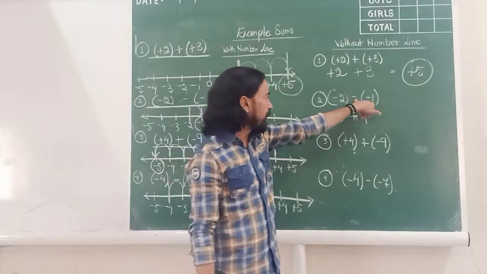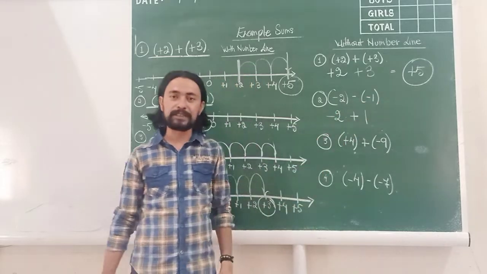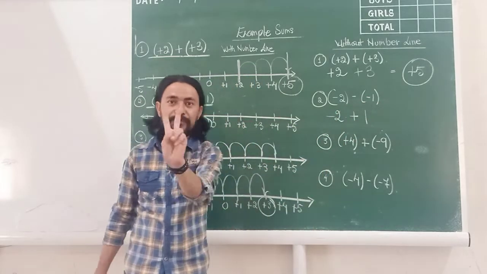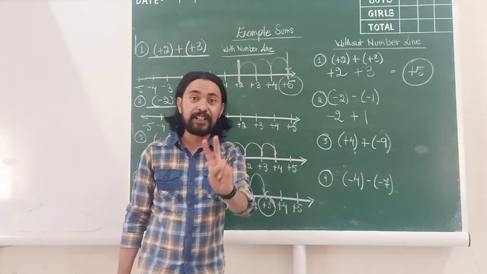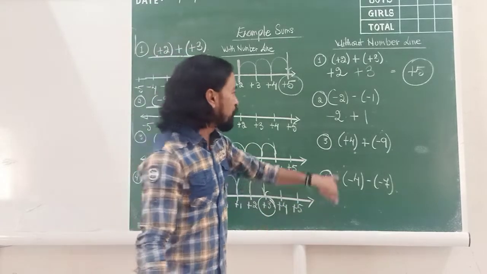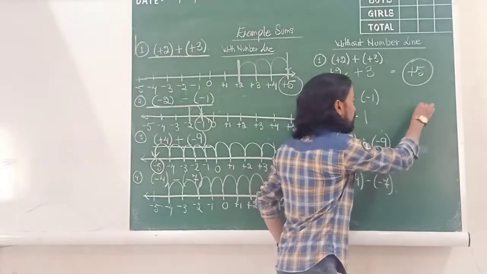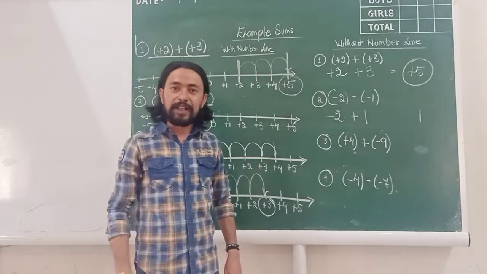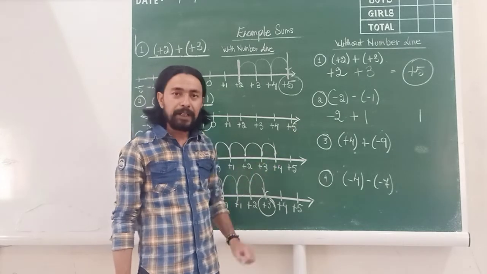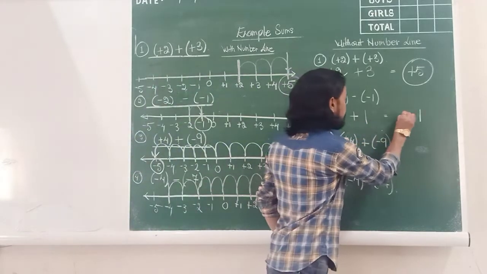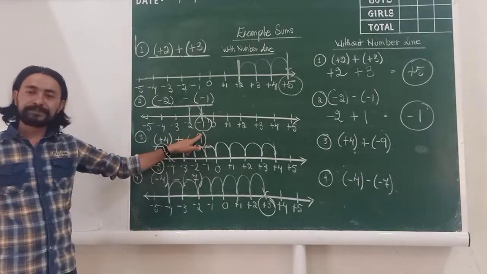To remove the bracket, I must multiply what's outside the bracket with what's inside the bracket. Minus into minus is plus. Now I have two different signs. When the signs are the same, I add. But when the signs are different, I subtract. From the greater, that is 2, take away the smaller, that is 1. 2 take away 1 is 1. And put the sign of the greater number, which is 2. So what's my answer? Same answer.